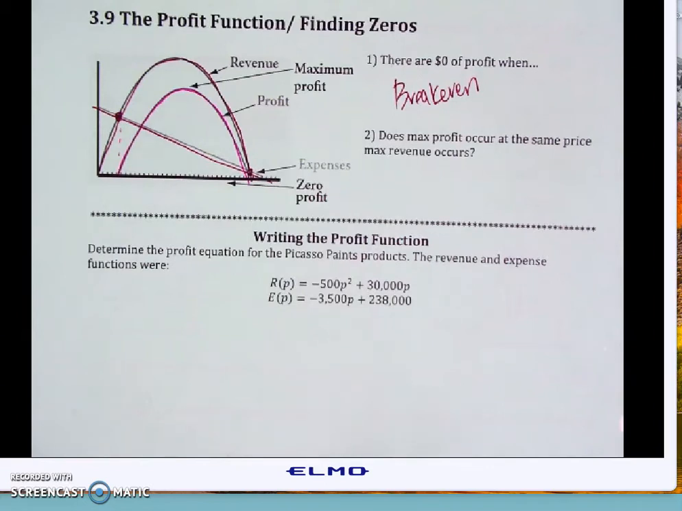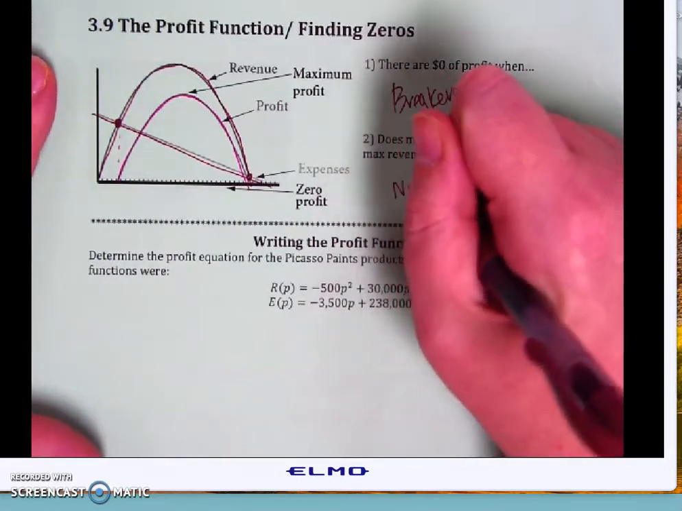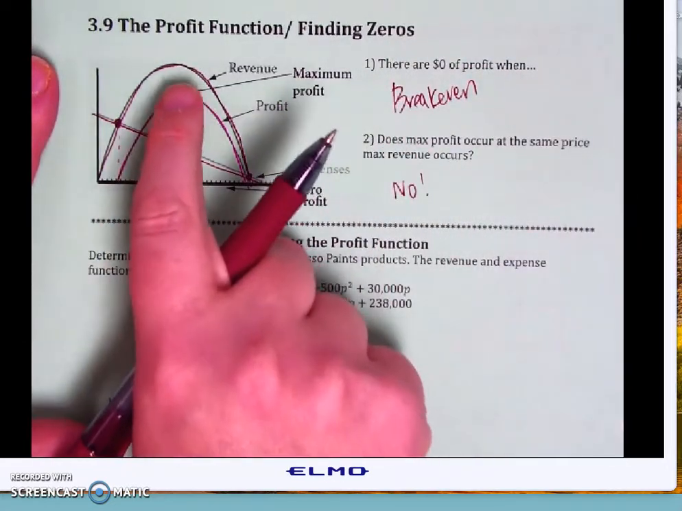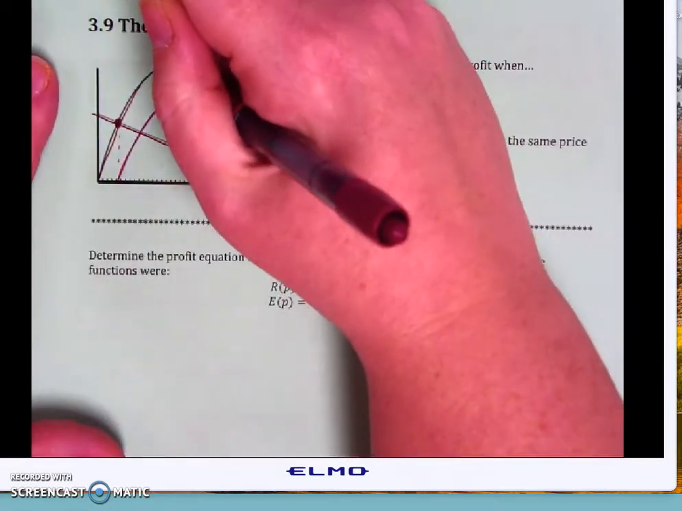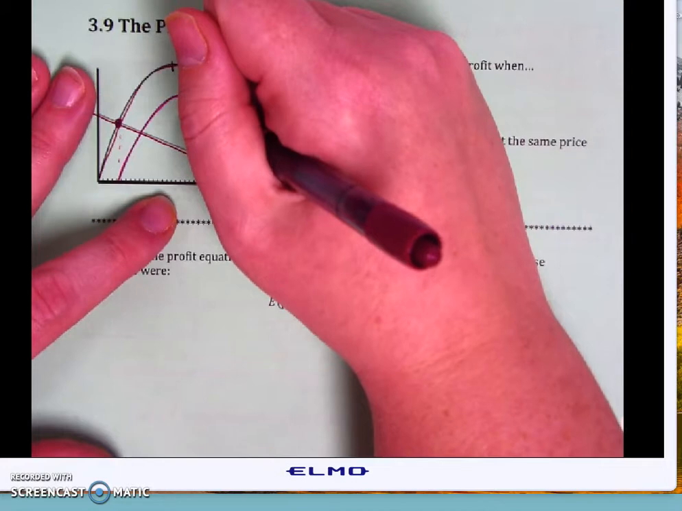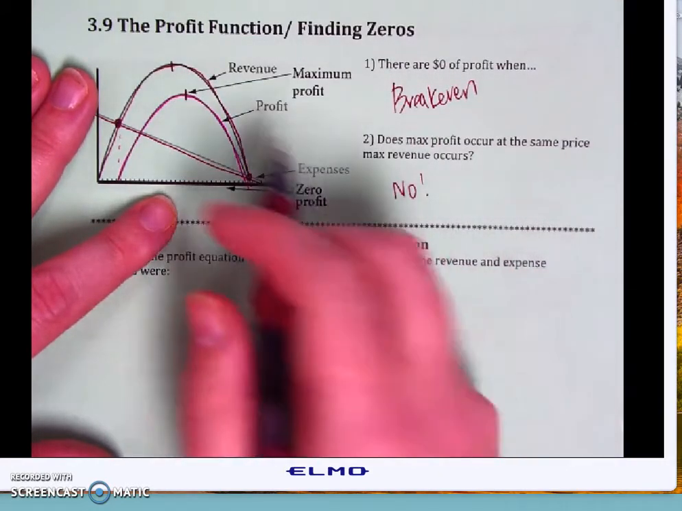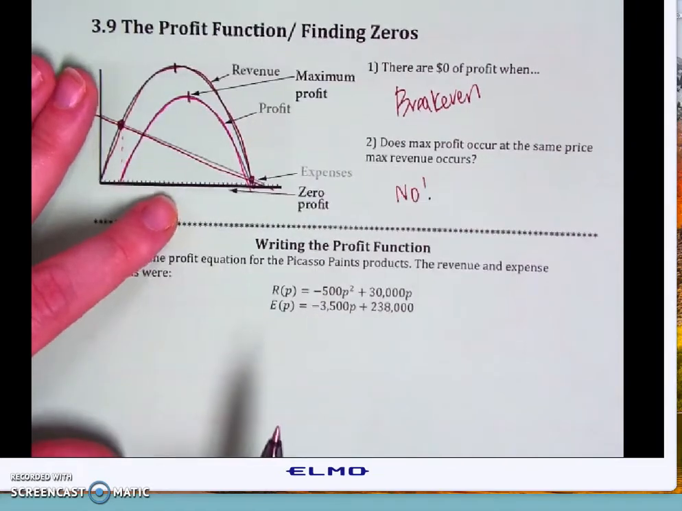Okay, the next question. Does max profit occur at the same price that max revenue occurs? What we found on Monday was that no, that's not true. Wherever max revenue is, the maximum or the vertex of the revenue graph, max profit is always a little bit to the right. So they won't be the same numbers.